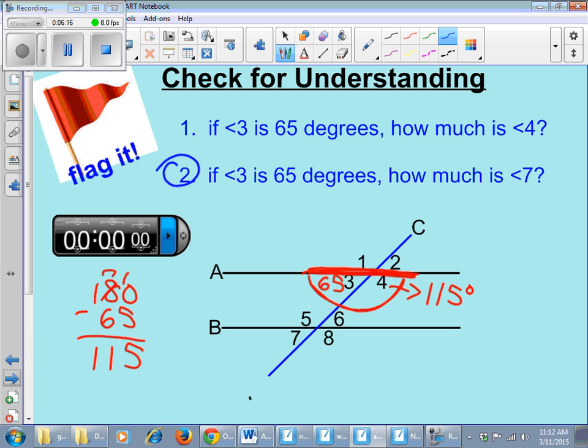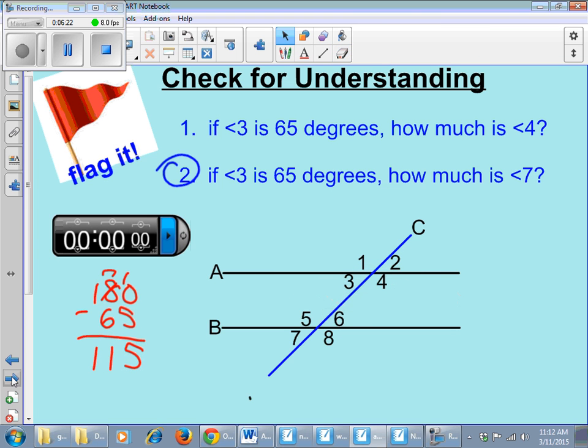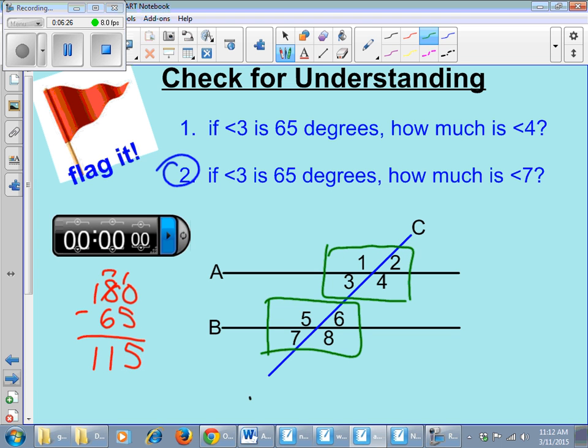Question 2 says, if angle 3 is still 65 degrees, how much is angle 7? Well, let's erase what I did in question 1. If I look at my top 4 and my bottom 4, angle 3 is in the bottom left corner, and so is angle 7. If they're in the same seat, they're equal. So angle 7 has to be 65 degrees.